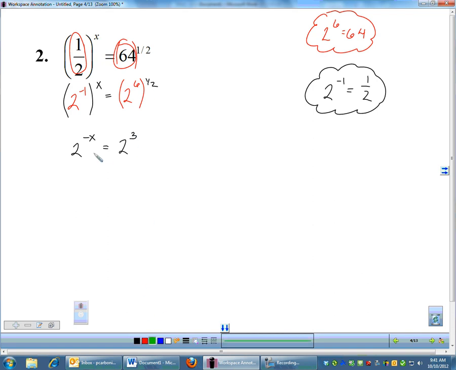And then once you get both sides to have the same base, 2 to a power equals 2 to a power, I can solve the equation: negative x equals 3, x equals -3. So there we go. Kind of a nice answer. You may disagree, but I say it is.